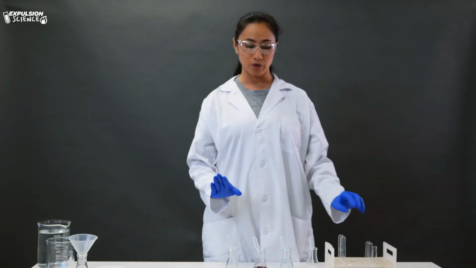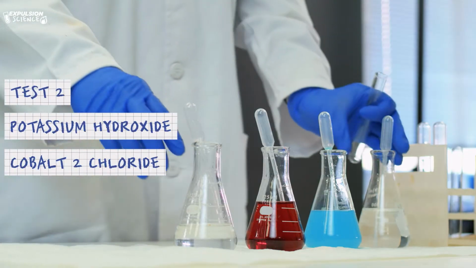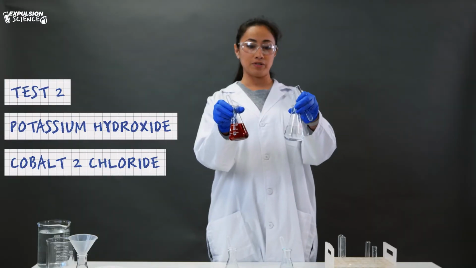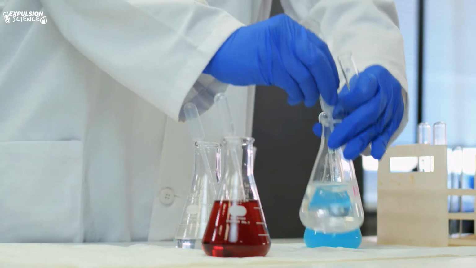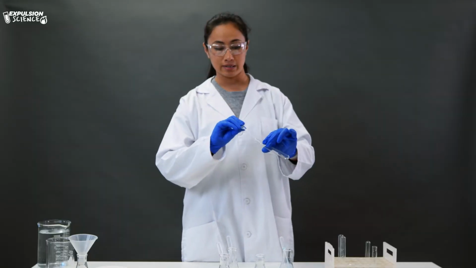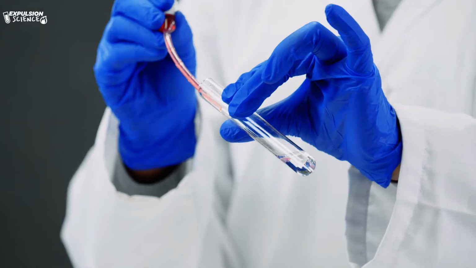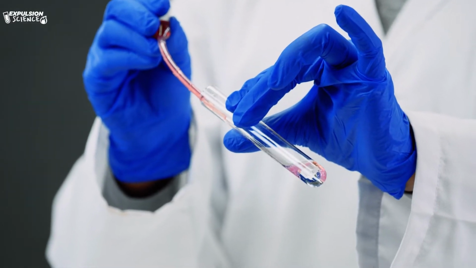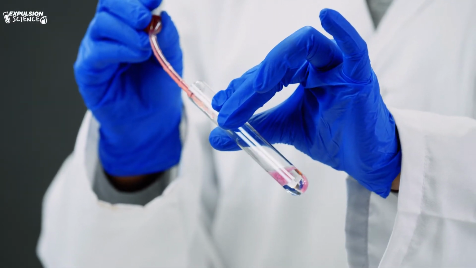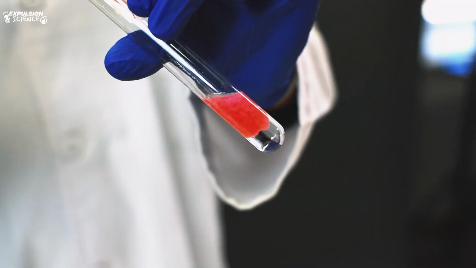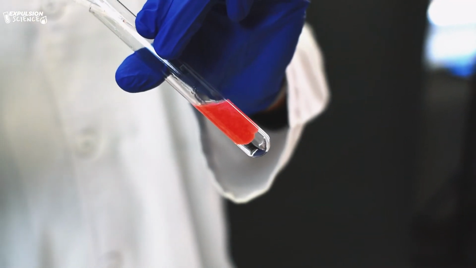The next interaction we're going to observe is potassium hydroxide and cobalt 2 chloride. We start by placing a pipette full of the potassium hydroxide, and then we're going to do the exact same thing with the cobalt 2 chloride and just place a few drops. Notice you have this cloudy formation that looks like a light pink color.